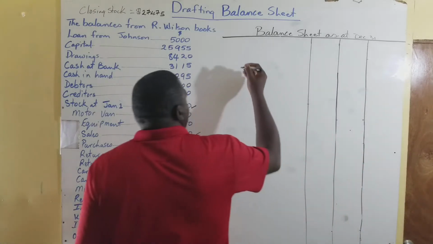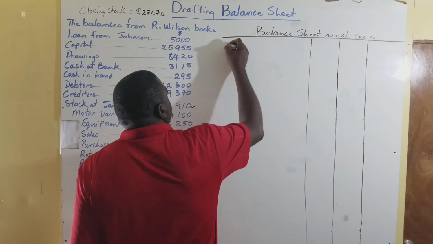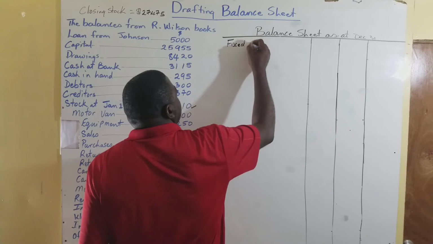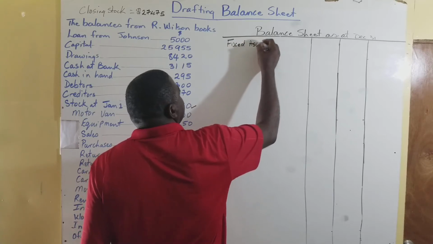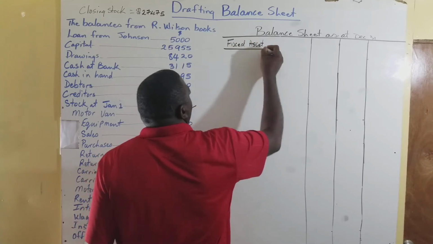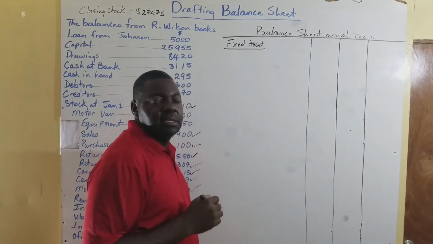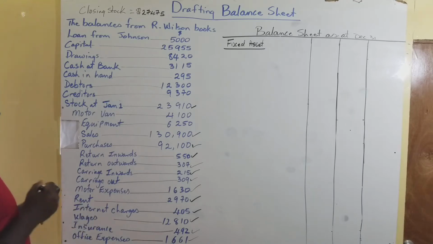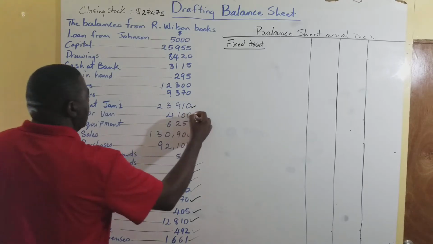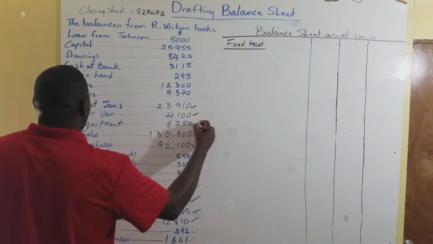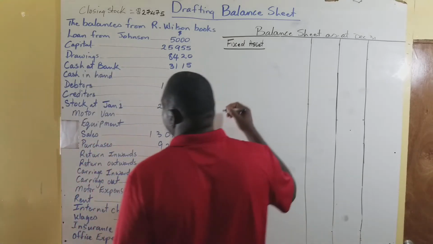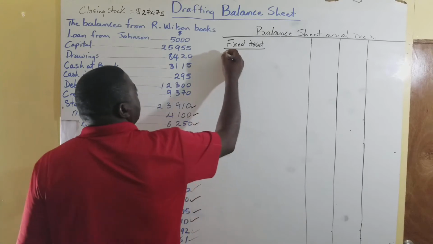Normally, to start the balance sheet, we start from our fixed assets. Some time ago, I indicated that fixed assets are also called non-current assets. So what are our fixed assets in this question? Here we have one motor van and the other equipment. So we have identified them, and we're going to record them.